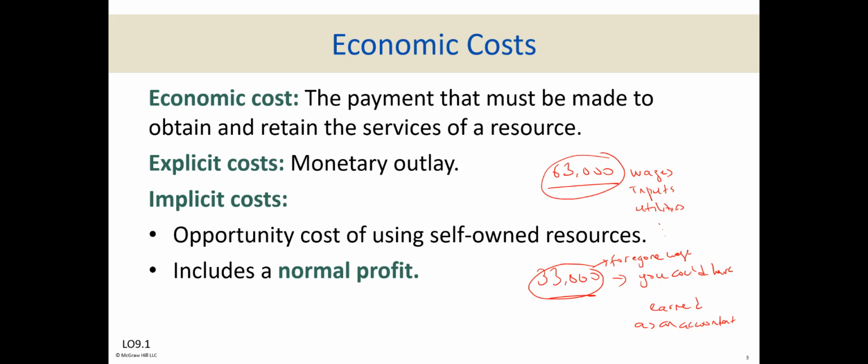So implicit costs are invisible, you might say, but there is an opportunity cost of using self-owned resources. And here I want to mention several types of implicit costs. Foregone wage that you could have earned if you didn't have the business. If you own the building, the foregone rent. Why? Because you're using the space for your business and you're not paying rent, but you're actually giving up the foregone rent. And the last one is the return on your own money.